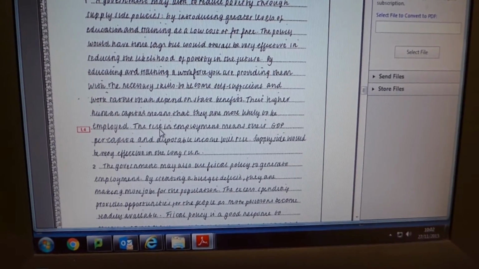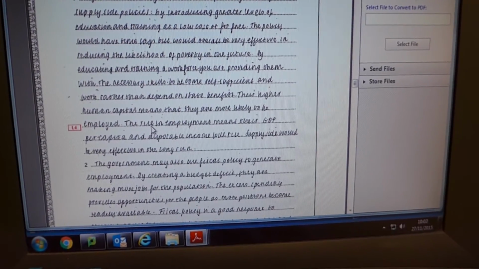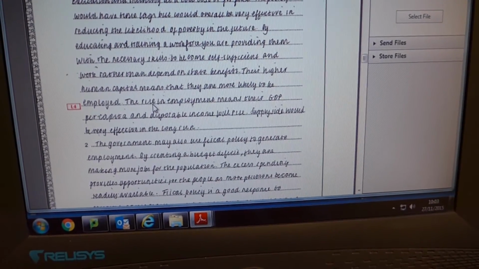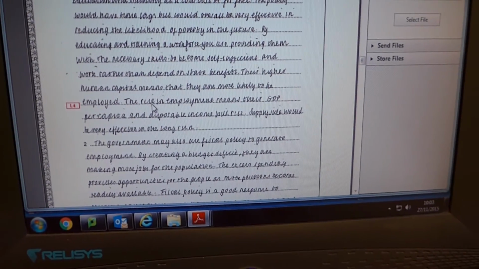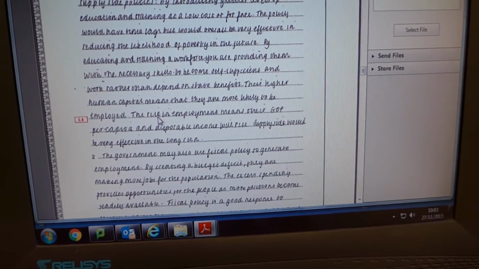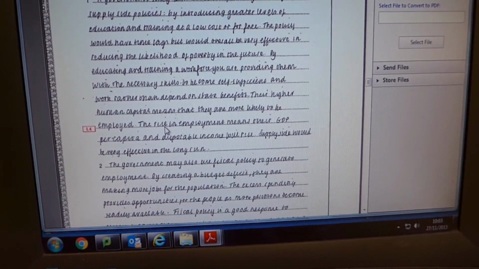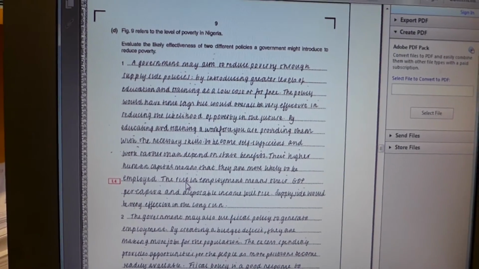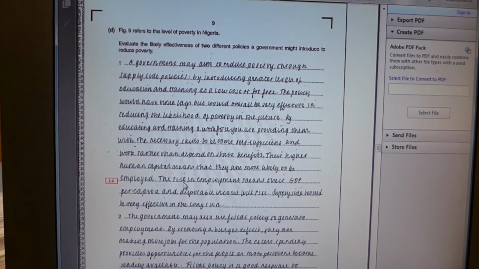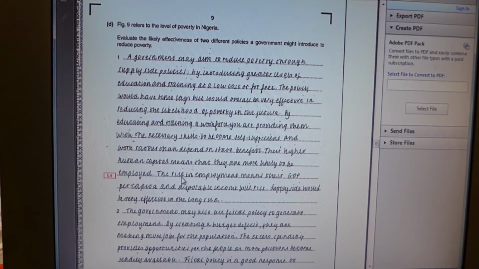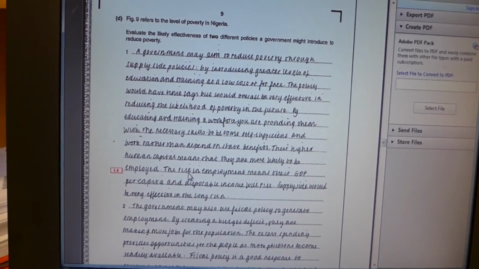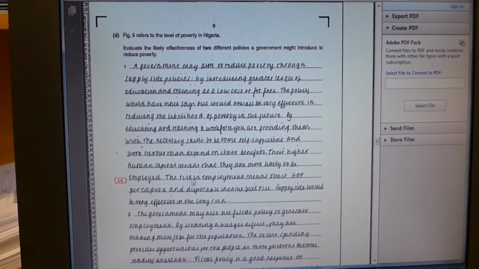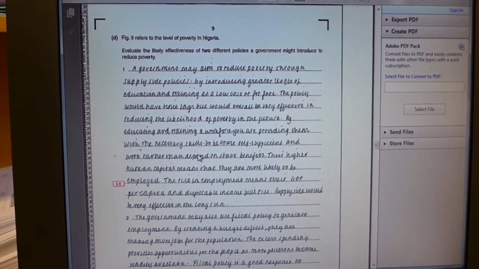Their higher human capital means they are more likely to be employed. The rise in employment means their GDP per capita and disposable income will rise. Supply-side policies would be very effective in the long run. And of course, the supply-side policy is the education and training. So this is an evaluate question. And bear in mind, evaluate means that you've got to discuss it. But your discussion can be, as this candidate has done, tell me, evaluate why you think that this would work so well, which is what this candidate has done.